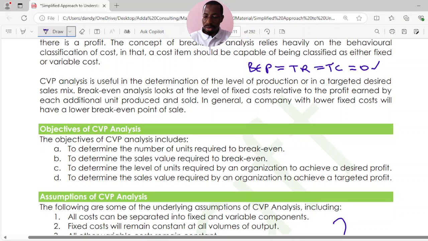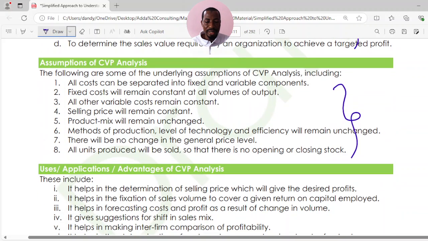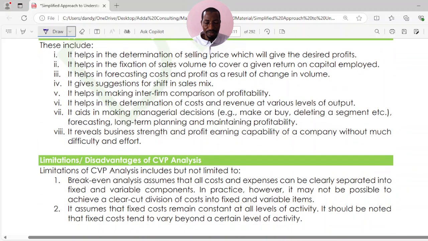Okay, so you can just go through all of this. That is in simple form. That's what I just said. So how do you then determine break-even?